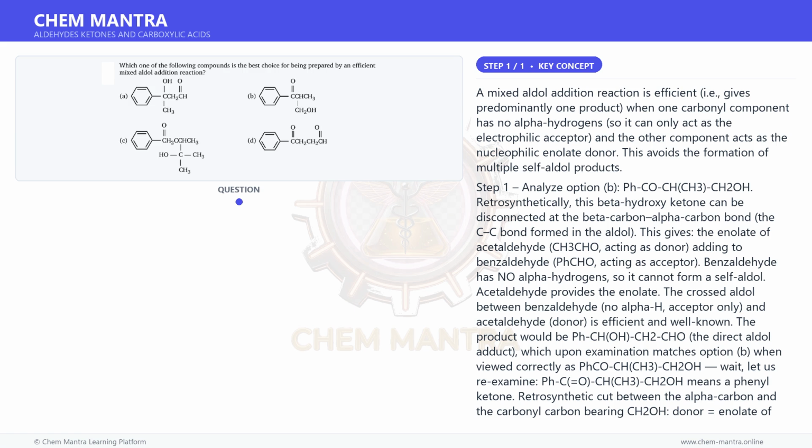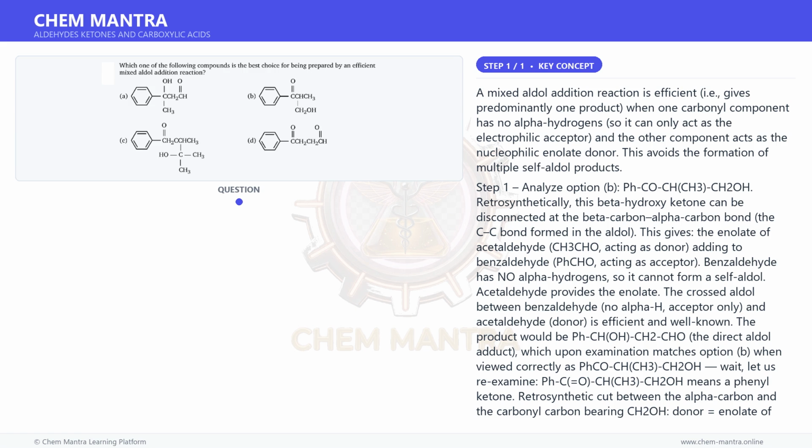Step 2. Eliminate other options. Option A, PhC(OH)CH3CH2CHO. This would require two components both capable of self-aldol reactions, making the mixed reaction inefficient with multiple products. Option C, PhCH2COCH(CH3)C(OH)(CH3)2. The retrosynthetic precursors would both have alpha hydrogens, leading to a mixture of self-aldol and cross-aldol products, inefficient.